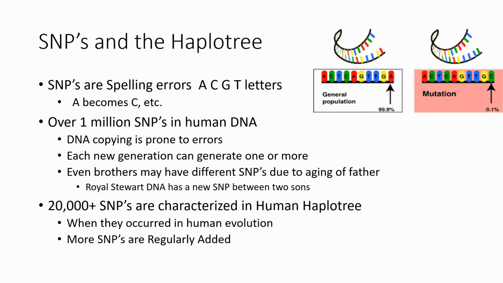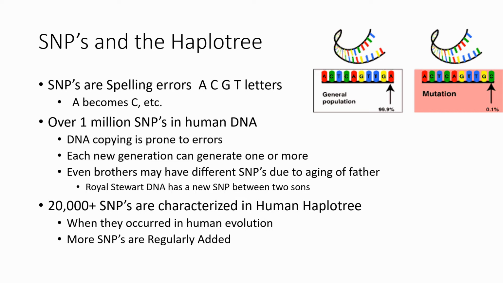The Clan Stuart Society has discovered that the DNA of the Royal Stuart line from one of the Stuart kings has a difference in SNPs between 2 sons. So between the birth of the first son and the birth of the second son, a mutation occurred in the father, which produced a different SNP in the second son.